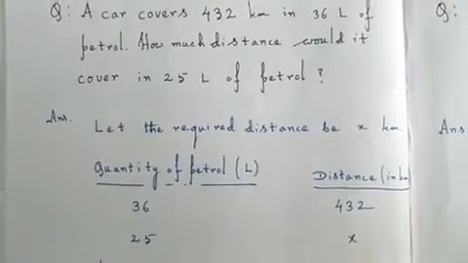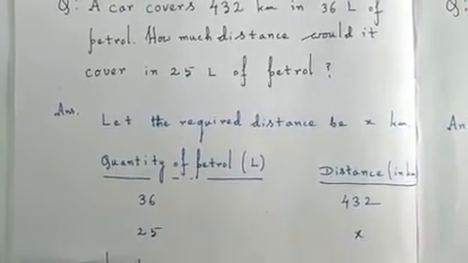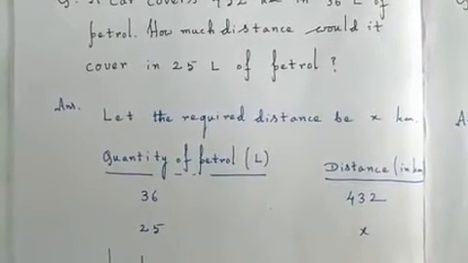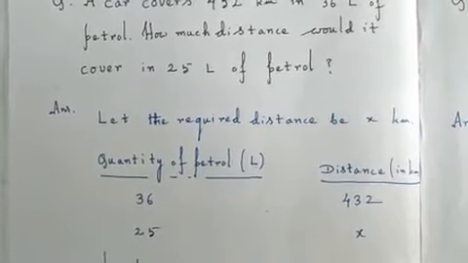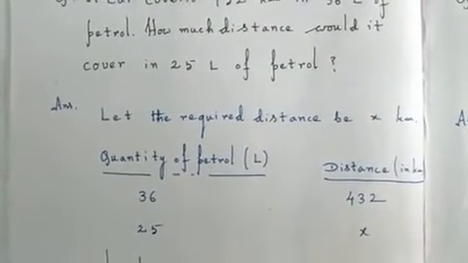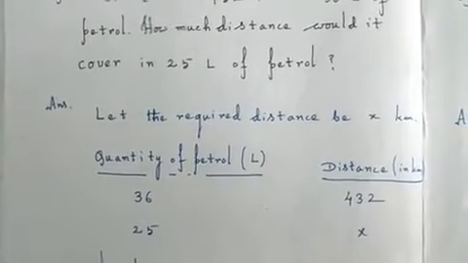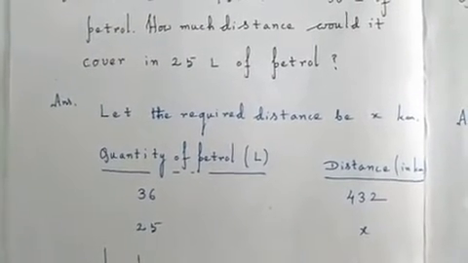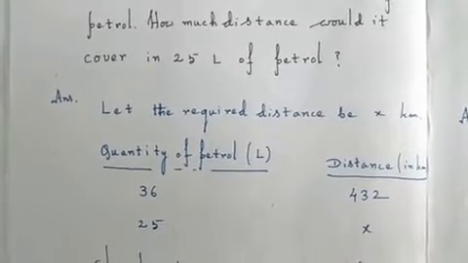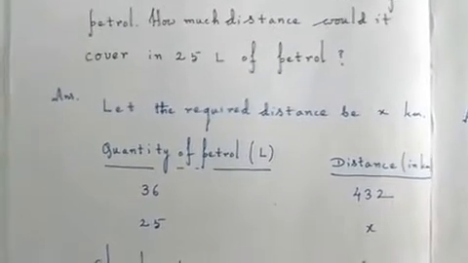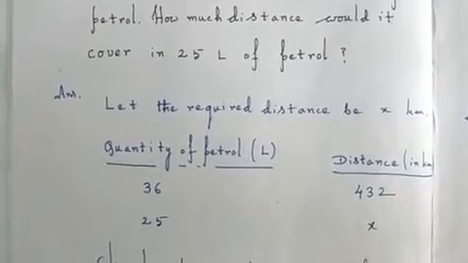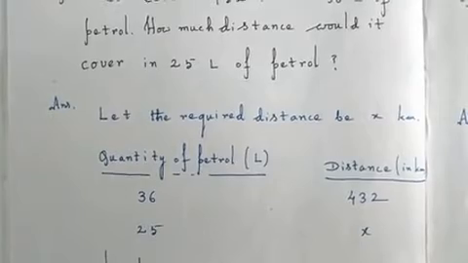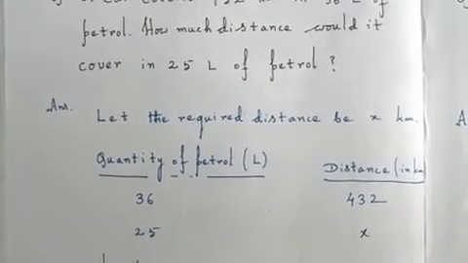When two physical quantities change in the same way, that means if one physical quantity increases, the other physical quantity will also increase. If one physical quantity decreases, the other physical quantity will also decrease. Then that type of change is known as direct variation. And if one physical quantity increases and the other decreases, that means if two physical quantities change in the opposite direction, then that type of change is known as inverse variation.